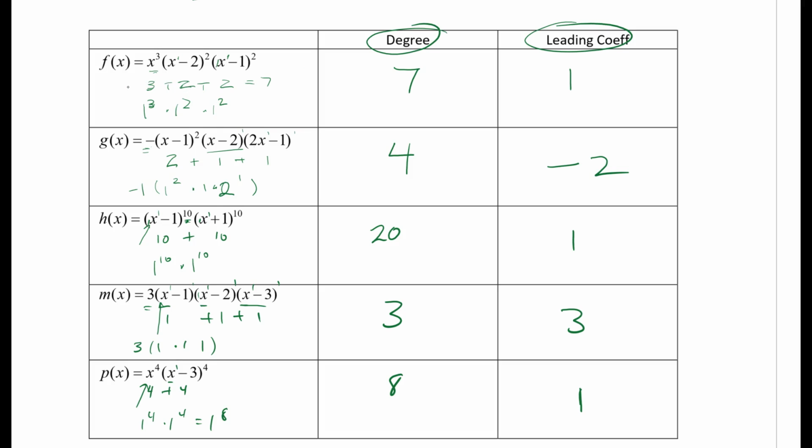graphs. Just as an example, for f of x here, we know it's an odd degree, so it's going to look like a disco. And then the leading coefficient is positive, so it's not reflected. So this would be the end behavior of that one.